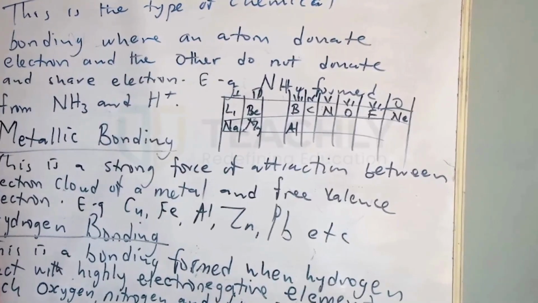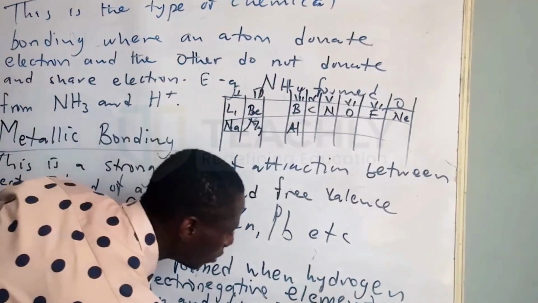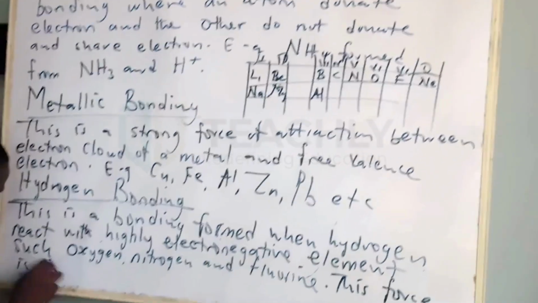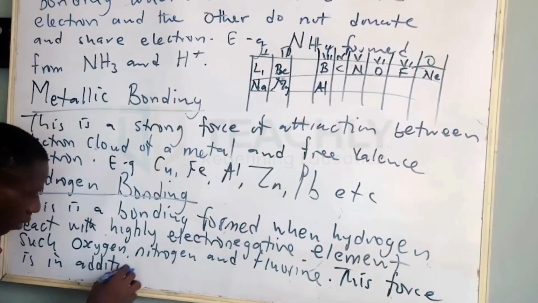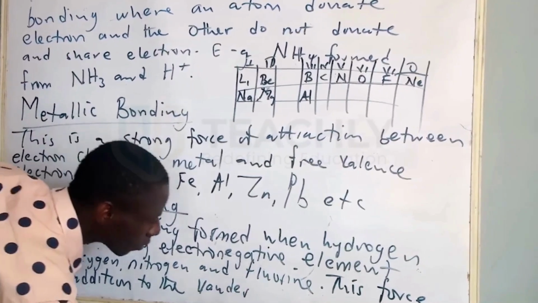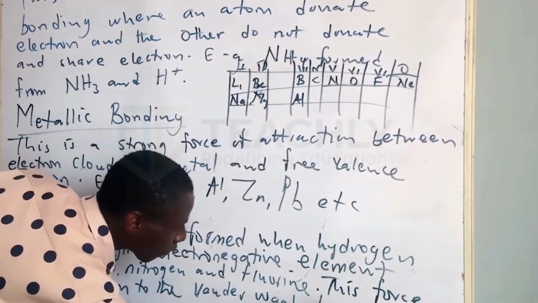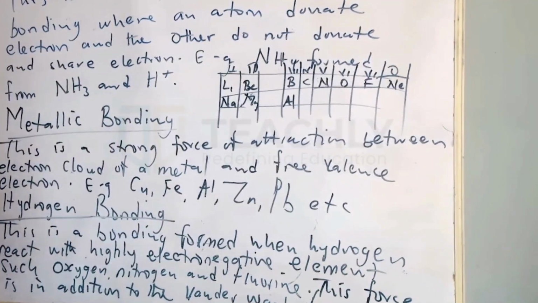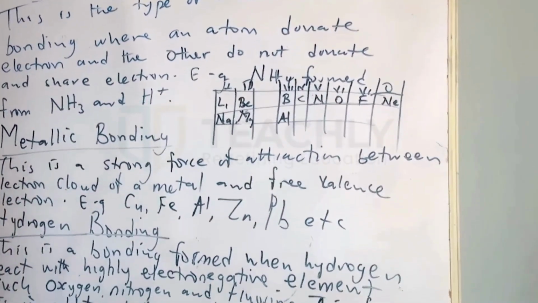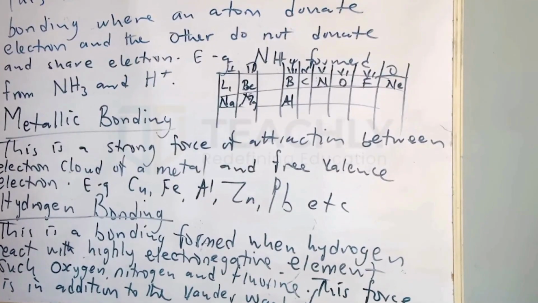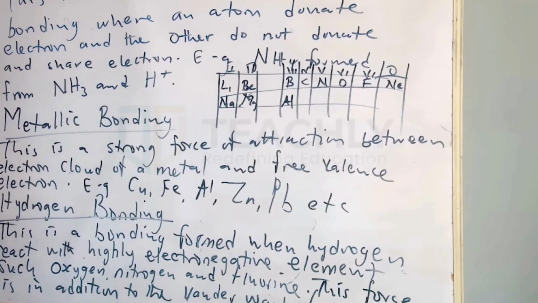So this force is in addition to the van der Waals. You know, van der Waals is a kind of force you can find in gases, especially elements that have weak force. So hydrogen bonding reacts together in a kind of chemical compound.